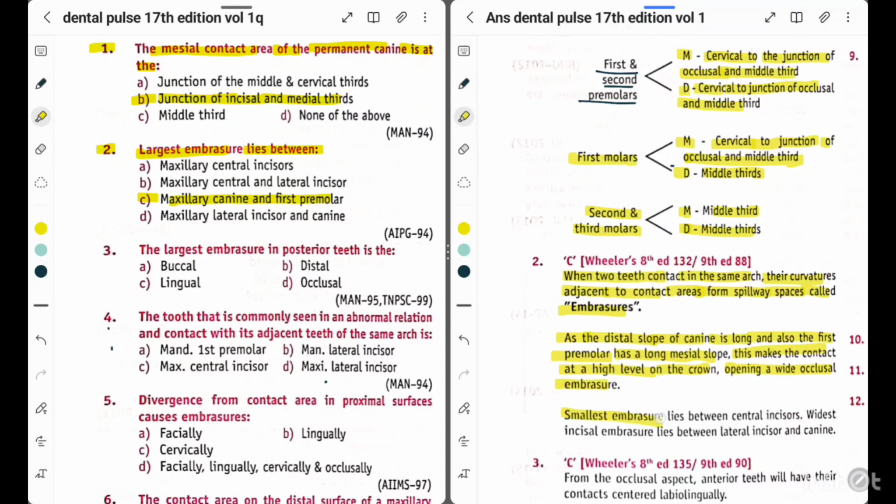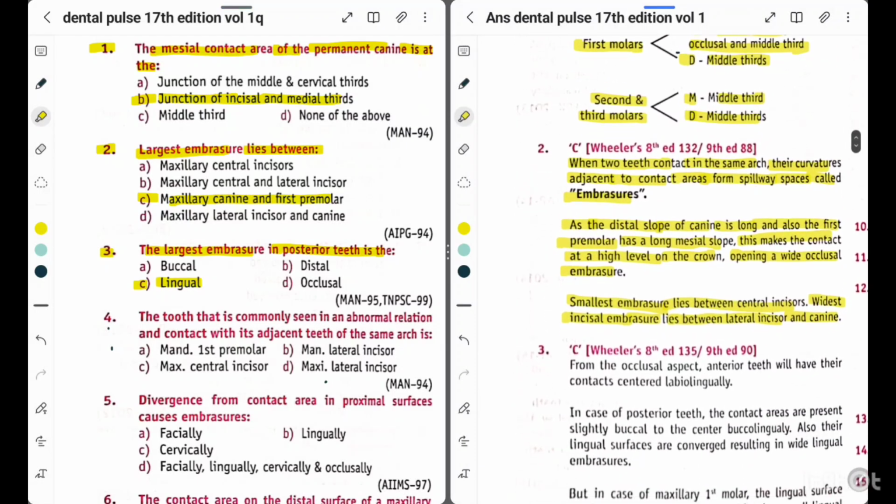Smallest embrasure lies between central incisors. Widest incisal embrasure lies between central incisor and canine. Question 3. The largest embrasure in posterior teeth is the. So its answer is option C, lingual.